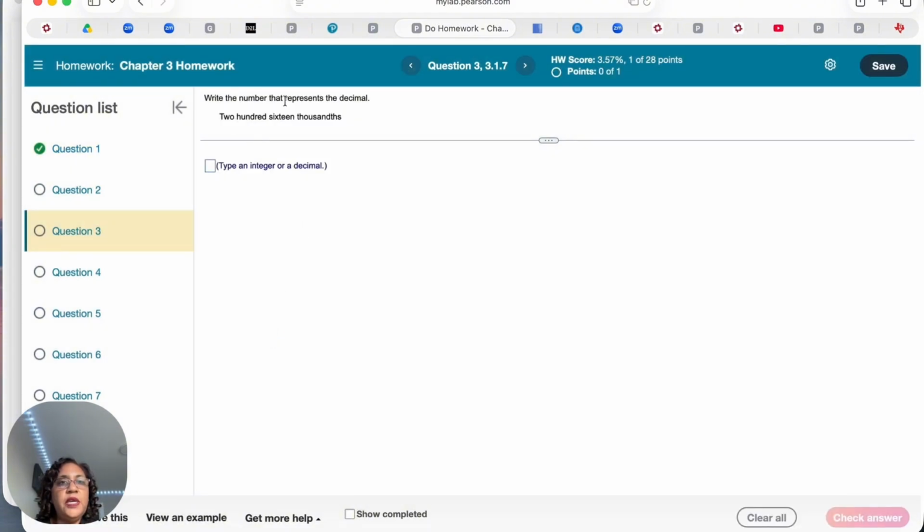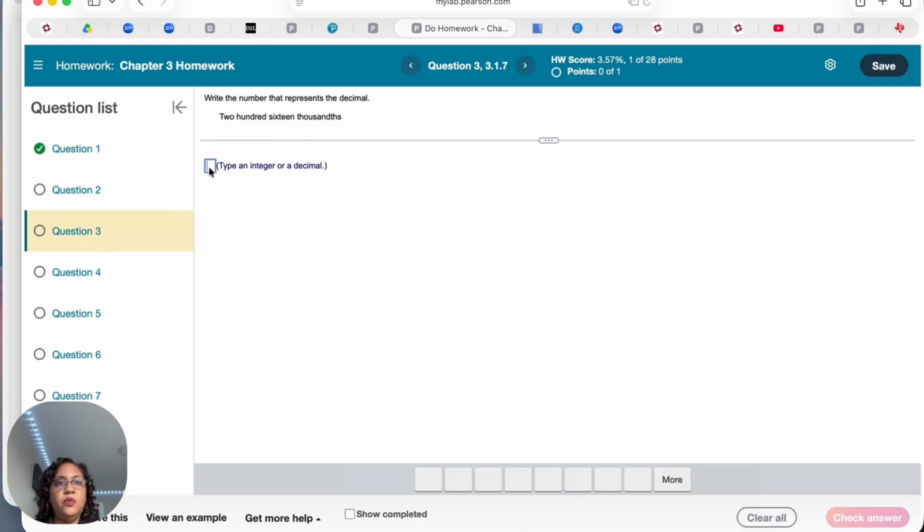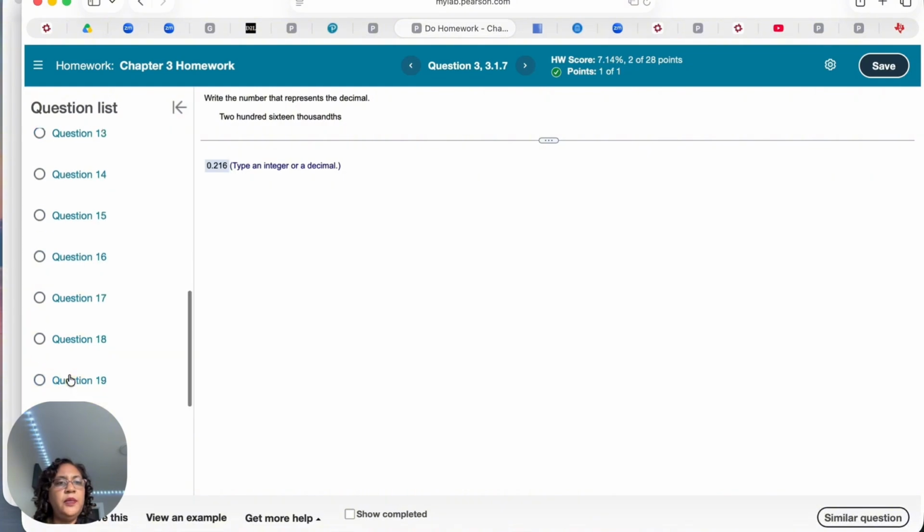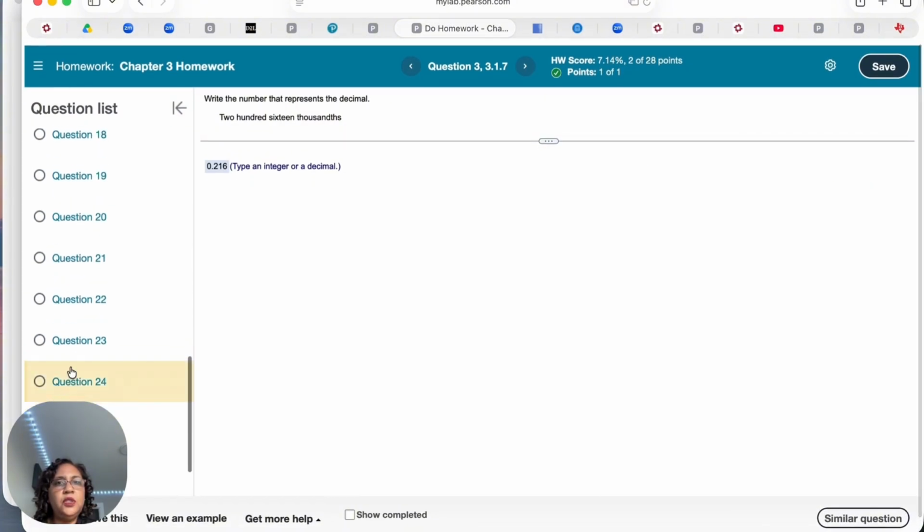Here it says, write the number that represents the decimal 216 thousandths. So 0.216. Okay. Let's move on.